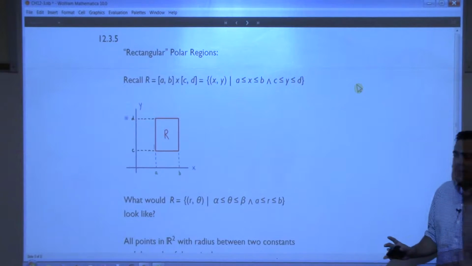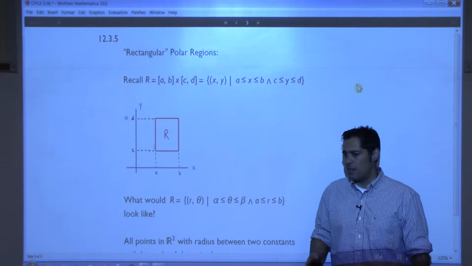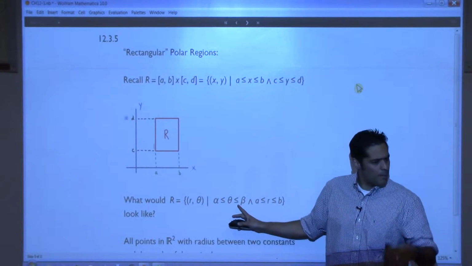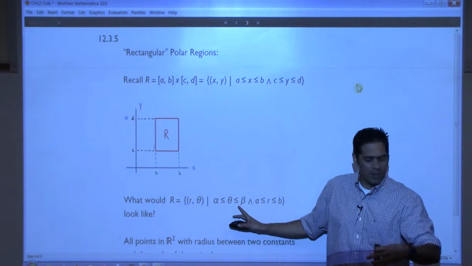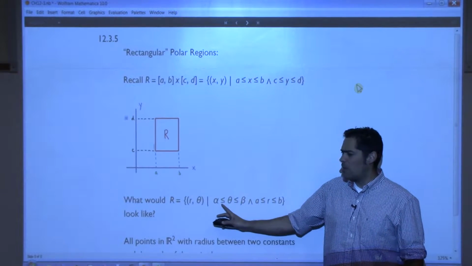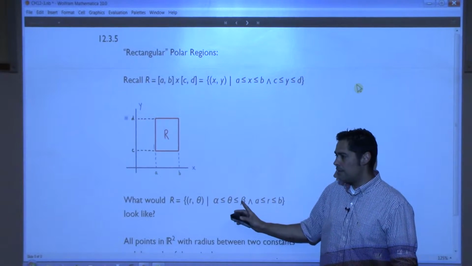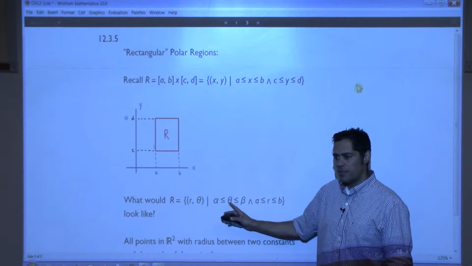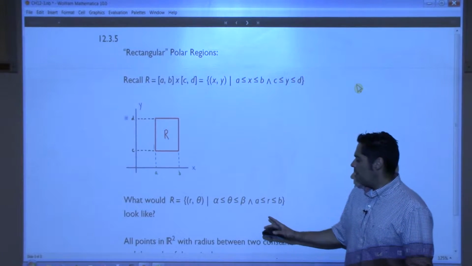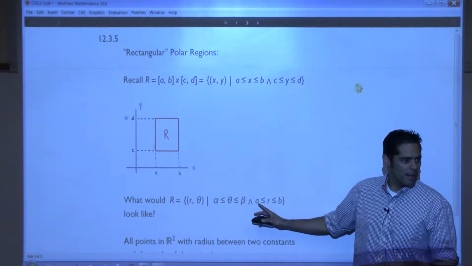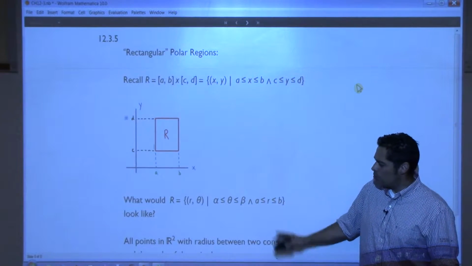So instead of your x and y being stuck between two constants, what if your theta was stuck between two constants? Because in polar, you need theta and r, right? So what if your angle's stuck between two constants? We like to use alpha and beta as our constants, the Greek letters. And then our r is stuck between two constants. We use the regular script a and b. So what would that look like?